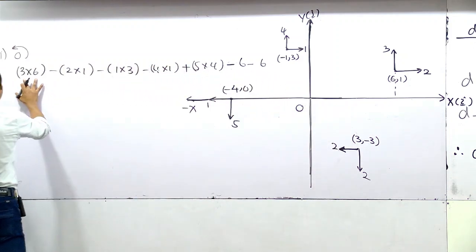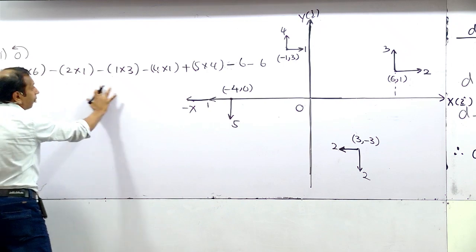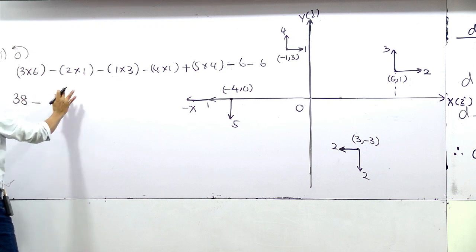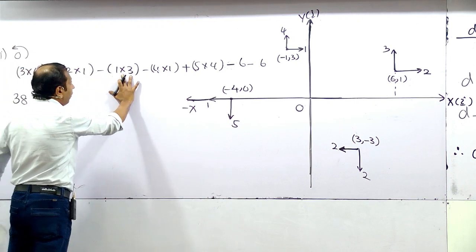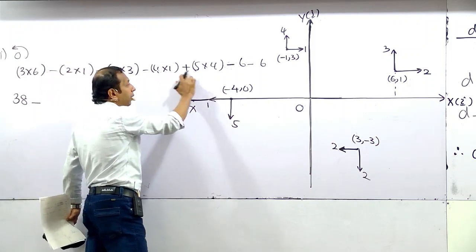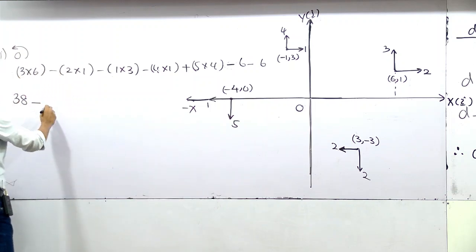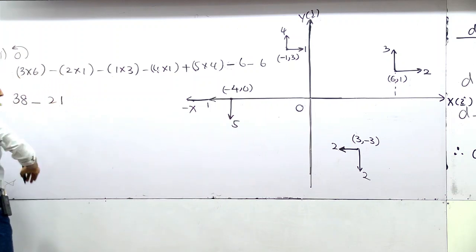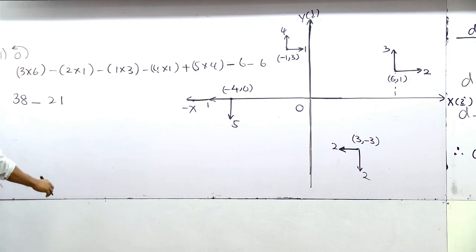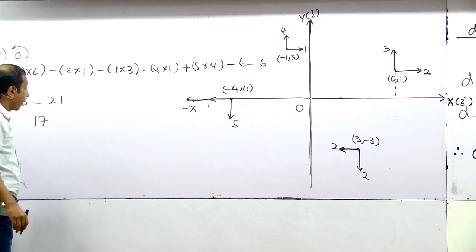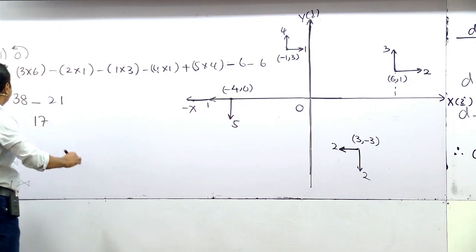Tell me here. Here 18, 20, 38. Here 5, 9. Here 12, 21. Correct? Yes. Then what do we get? 38 minus 21 means 17. Correct? 17, yes.